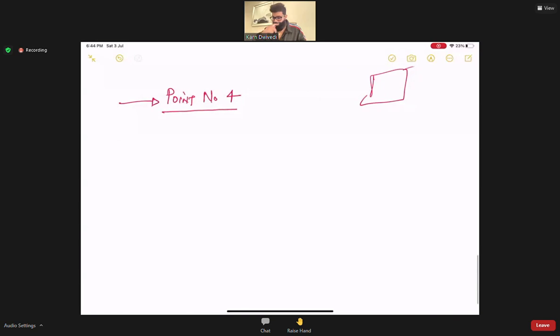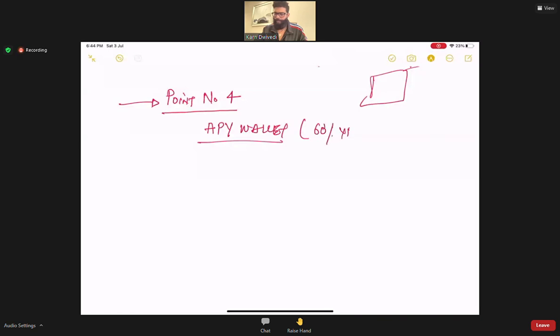So point number 4 is that you should start explaining the APY wallet, which is your 60% yearly APY, which is 5% yield a month. So you should understand, if your wallet is big in terms of staking wallet, your 5% yield will be bigger. One more point, let me explain.